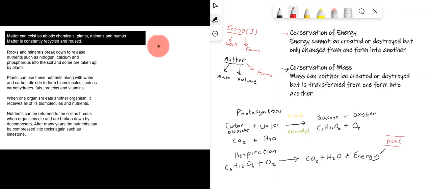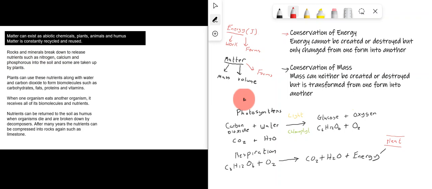So when we die and pass away, the matter that's in our body will be recycled into the environment, and it'll be reused by the environment. Rocks and minerals break down to release nutrients such as nitrogen, calcium, and phosphorus into the soil, and some are taken up by plants. So again, you have minerals that break down and get into the soil, minerals such as nitrogen, calcium, phosphorus, etc.